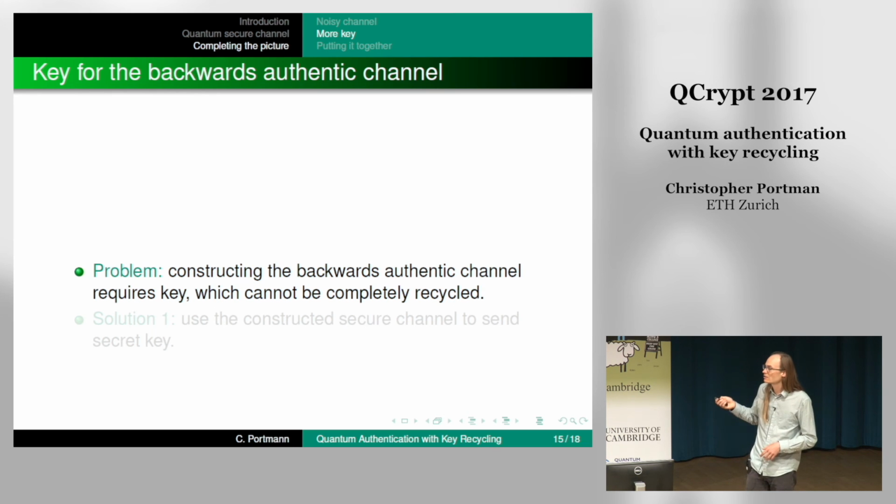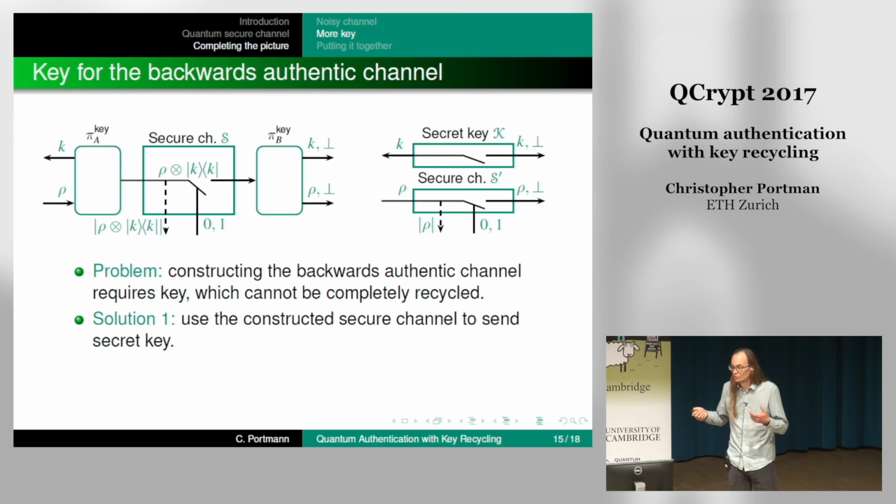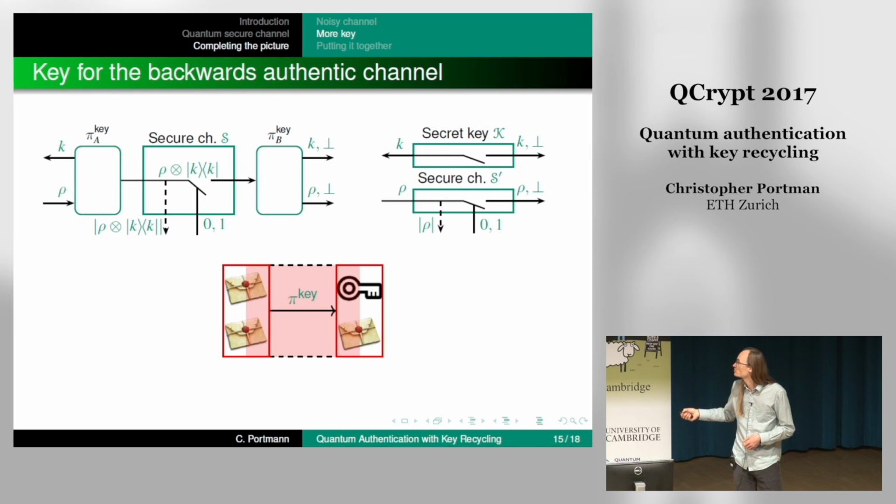And there's another thing. We needed a backwards authentic channel. And the problem is the backwards authentic channel requires key. So we spend key on that, which we're not recycling. So I've been telling you we're recycling all the key, when in fact, to construct the backwards authentic channel, we need to spend some key. There's a very easy trick. If you have a secure channel, you just use part of your secure channel to send a message, and the other part to send key to replace the key used in the backwards authentic channel. So this would be a scheme like this.